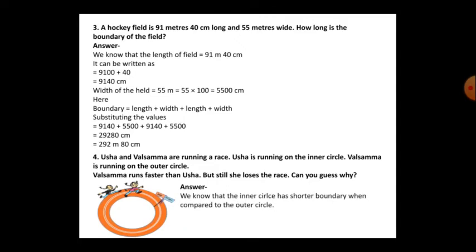Let me think. We know that the inner circle has the shortest boundary, right? Inside circle, when compared to the outer circle, has the shortest boundary. For that reason Valsama, who runs on the outer circle, has to cover more length, so she loses the race. Even though she ran fast, she loses the race because it is more distance compared to Usha.